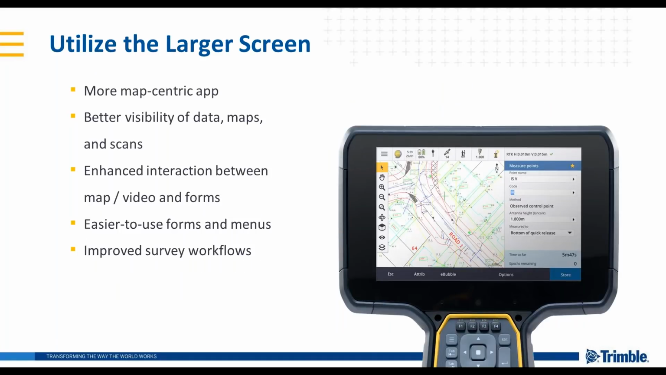So the software is a lot more map-centric now. So we've got the map, you can see there on the left, and forms on the right. So the map is up most of the time, not all the time, but the majority of the time you can see the map up. You can see points appearing in the map, feature code linework appearing and that sort of stuff while you're measuring.